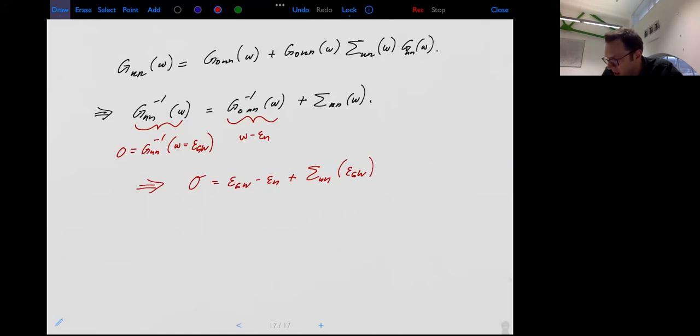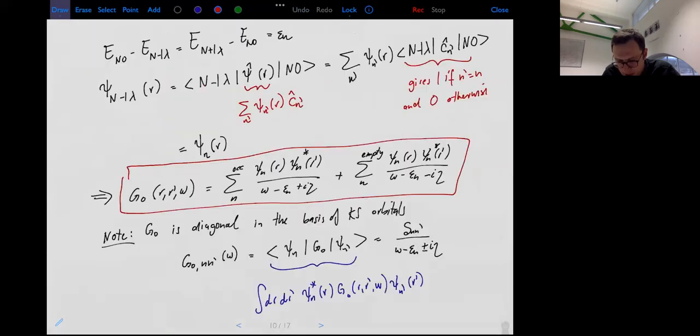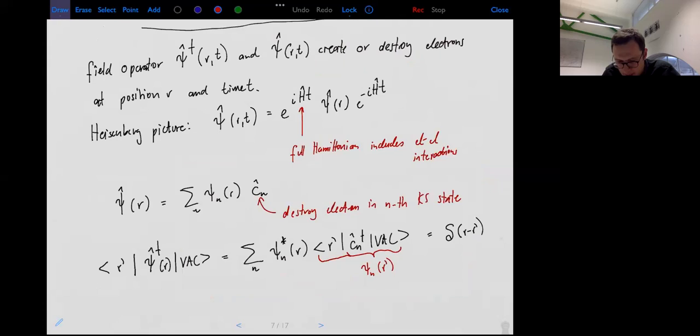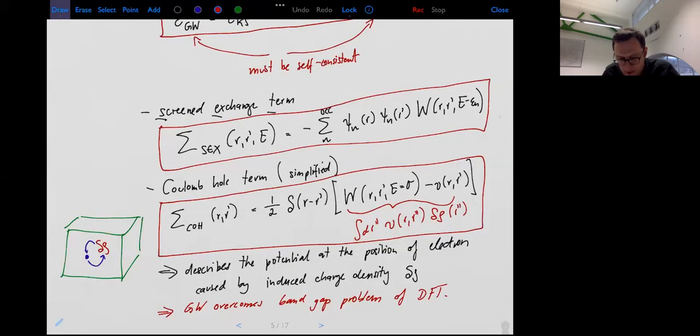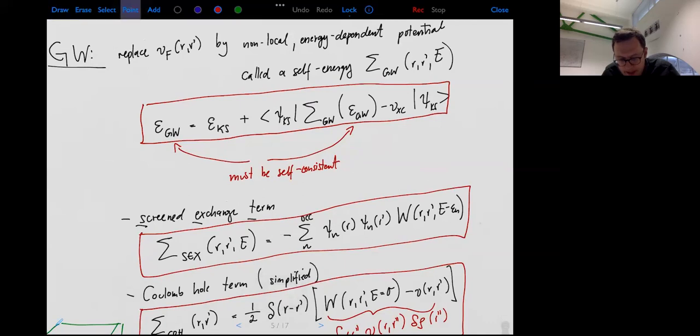And we can arrange this equation to make it look more familiar. You can write it in this way. And in this way, it looks very similar to the equation that we wrote down in the beginning of last lecture. So here we basically established that this is the equation that relates the Kohn-Sham energies to the GW energies.